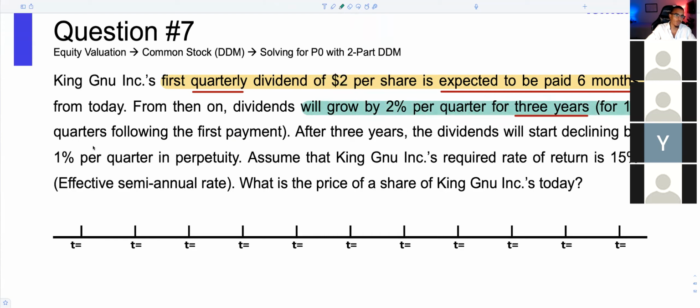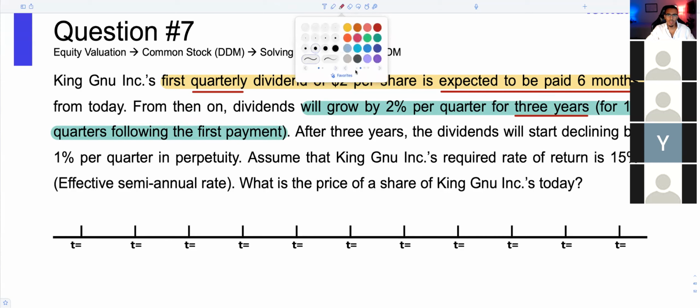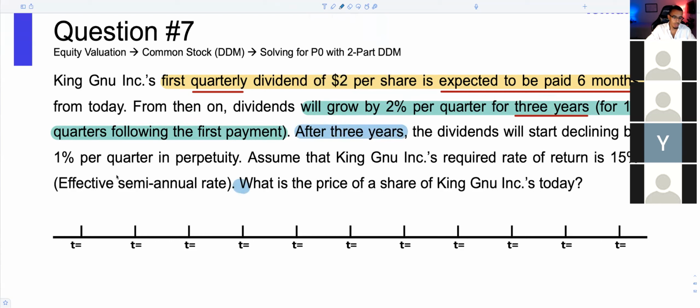All right, so for 12 quarters following the first payment. Now, after 3 years, put this in blue. After 3 years, the dividends will start declining by 1% per quarter in perpetuity. So our dividends will actually become smaller every single quarter forever. So now assume that the company's required rate of return is 15%.